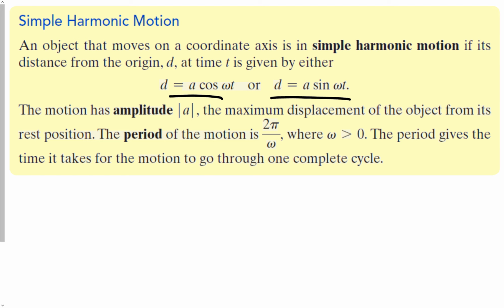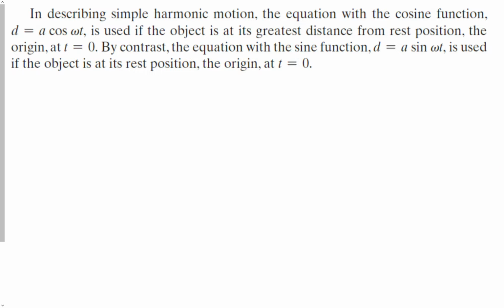The period is 2 pi over omega, where omega is greater than 0, and it's the time it takes for the motion to go through one cycle. Same as how we graphed, the period of a function was 2 pi over b. Just here, we have a different letter to represent something different. Okay. In describing this harmonic motion, the equation with the cosine function is used if the object is at its greatest distance from its rest position when time is 0, and then use sine if it starts at its rest position. Okay, so I did mention that.